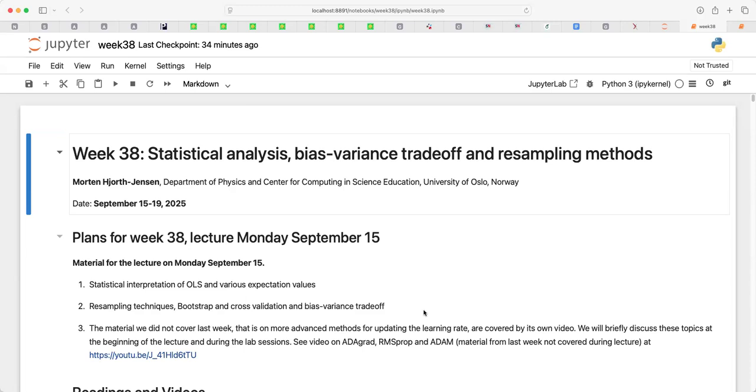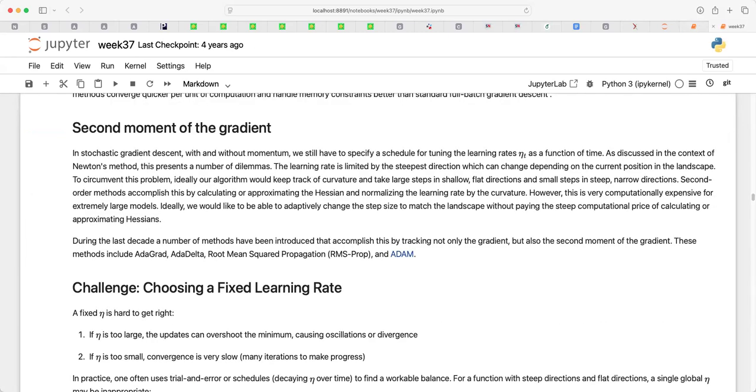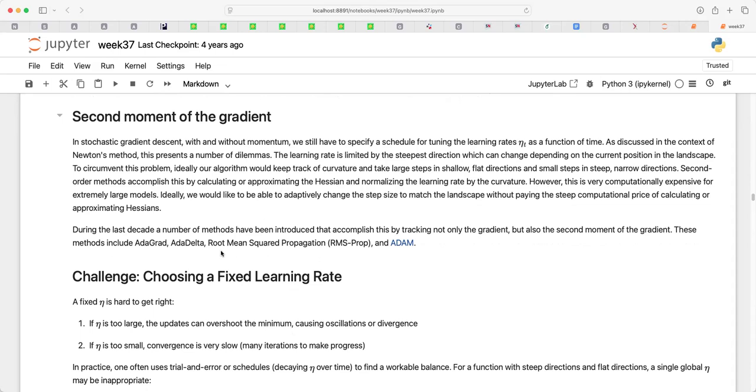Another thing which I did was actually to make a video of what we call the second order moments, which are named in terms of algorithms like AdaGrad, root mean square propagation, and ADAM, which you're going to encode in the project. Now, these methods, and let me just quickly point to where you can find them. These are also methods which we will discuss during the lab sessions this week and next week. So the second moment of the gradient, that leads to these popular methods.